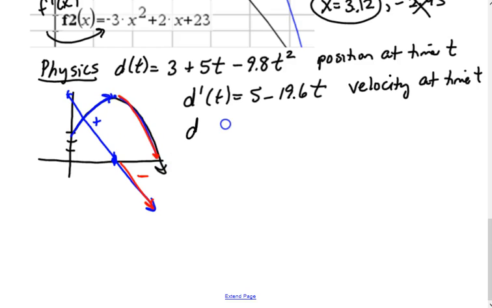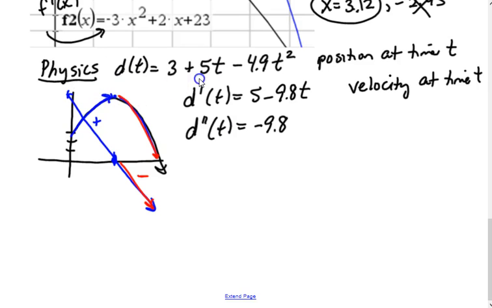Then if I did the second derivative, I would end up with just negative 19.6. Oh, you know what? I did this wrong. Sorry. This would be negative 4.9 t squared, because it's 1/2 times the gravity, and the first derivative would then be negative 9.8 t, and then the second derivative would be negative 9.8. So my second derivative would be negative 9.8.